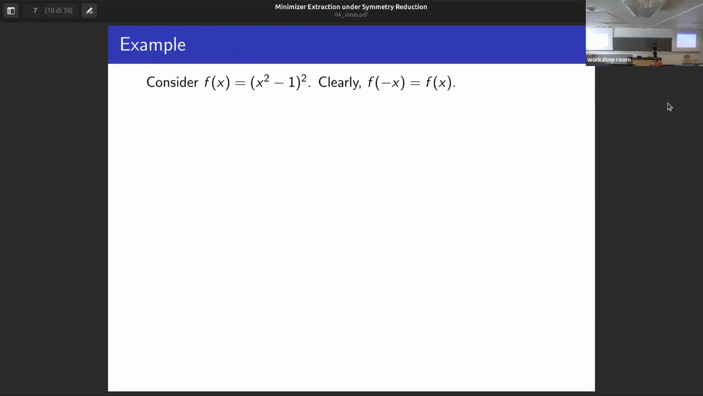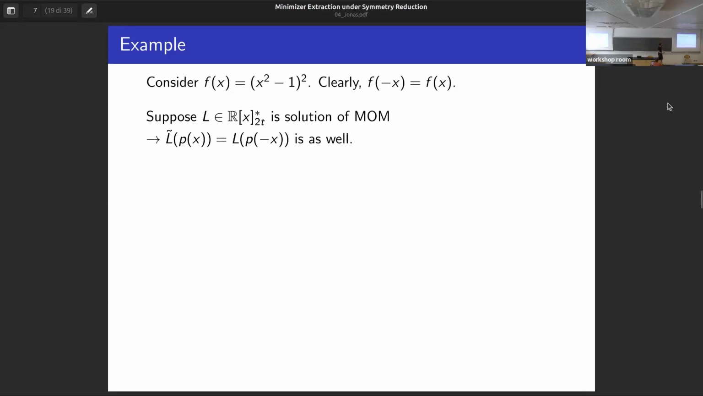First, I wanted to show an example to make the symmetry adapted basis a little bit more concrete. So what we will be looking at today is only ever the case of sign invariance, because it's very straightforward to compute and see. So here's just an example for a polynomial which is invariant under the sign flip in x. It's a univariate polynomial. And then suppose you solve your moment relaxation. You have some linear functional L.